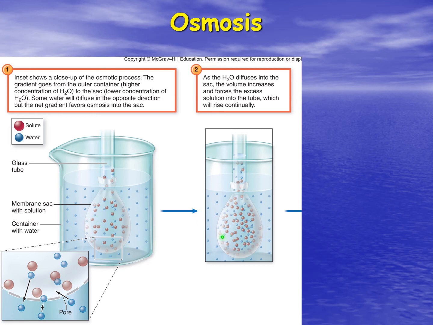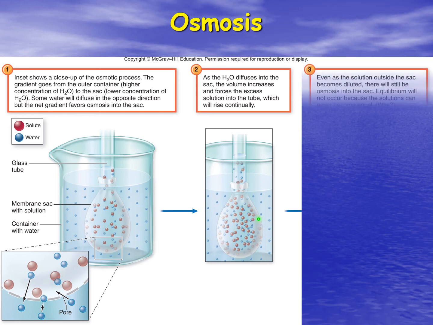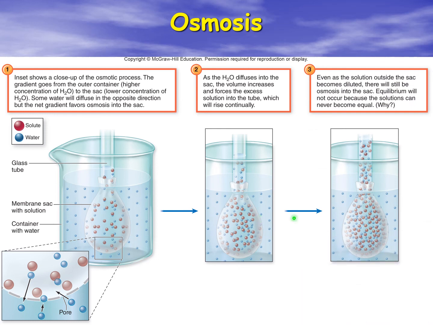Over time, what's going to happen is that water, being in high concentration out here in the beaker and less concentration in the bag, is actually going to move into the bag to try to equalize the amount of water on both sides. And what this will do is actually increase the volume within the bag, and since this is attached to a tube, the volume will actually go up.